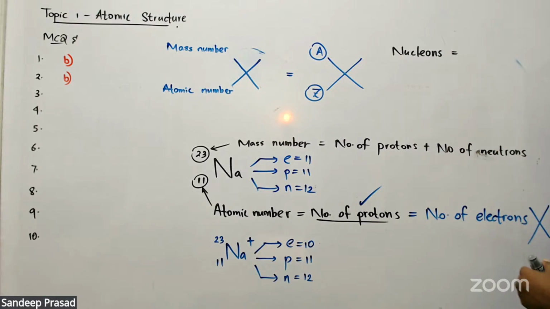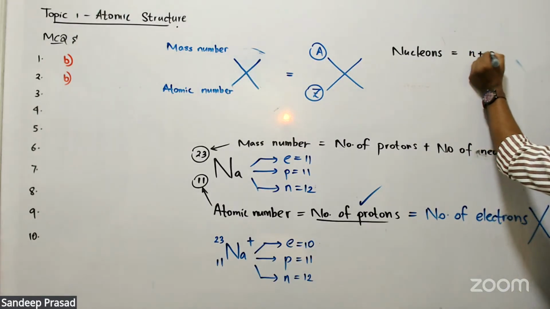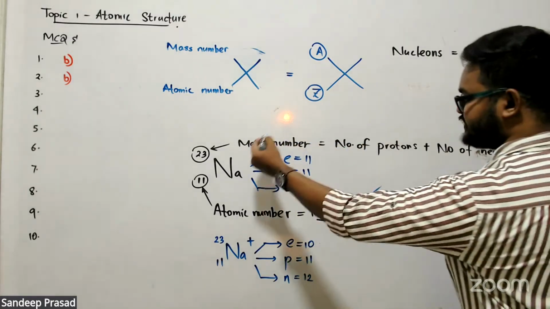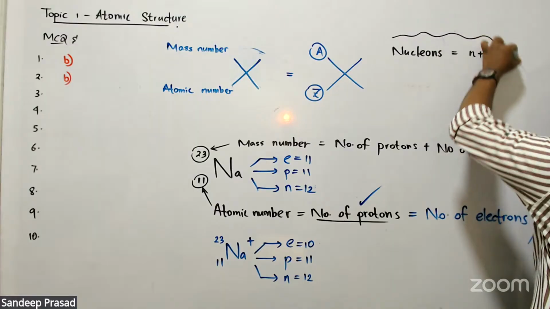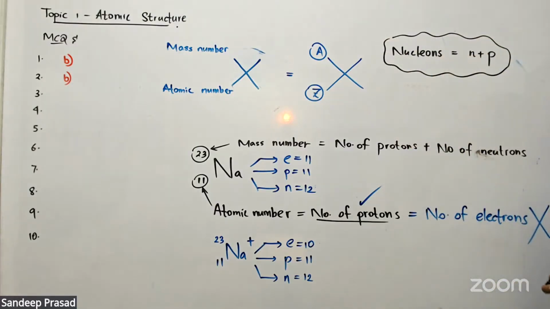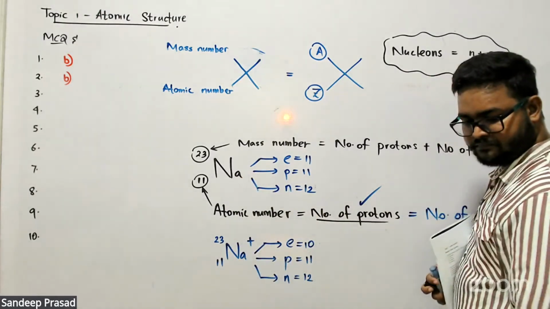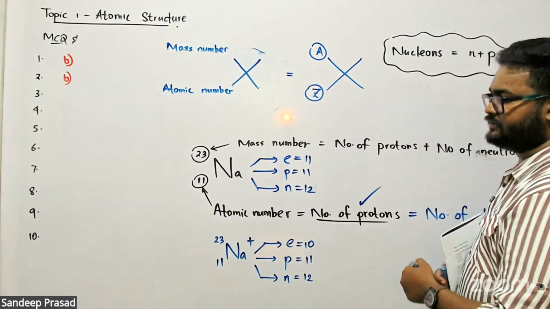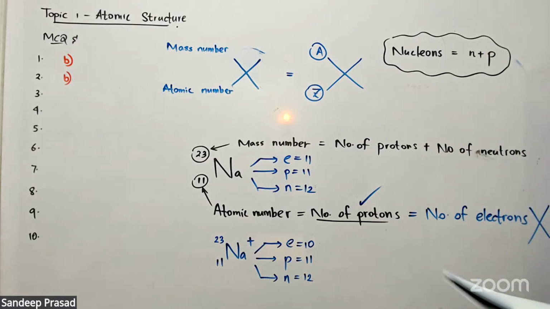Nucleons means number of neutrons plus protons. Okay. So nucleon number means actually that is mass number. So remember that, okay? Nucleons means number of protons and neutrons. So what is the nucleon number for the sodium? 23. Right? Mass number is actually known as nucleon number. Understood? So therefore the nucleons is number of protons and neutrons.